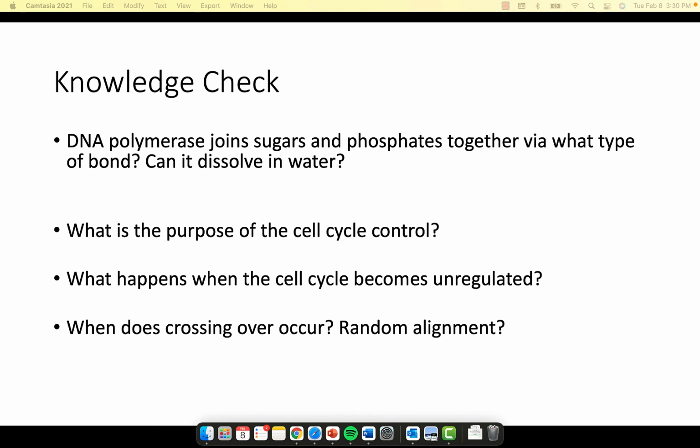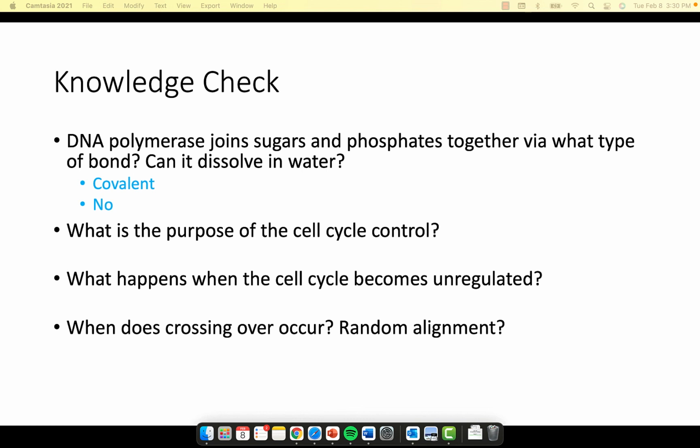So DNA polymerase joins sugars and phosphates together via what type of bond? Covalent bonds. And can a covalent bond dissolve in water? Heck no. If it could, then you wouldn't be alive when you go in the swimming pool. Your DNA would dissolve in the water and you would be no more.